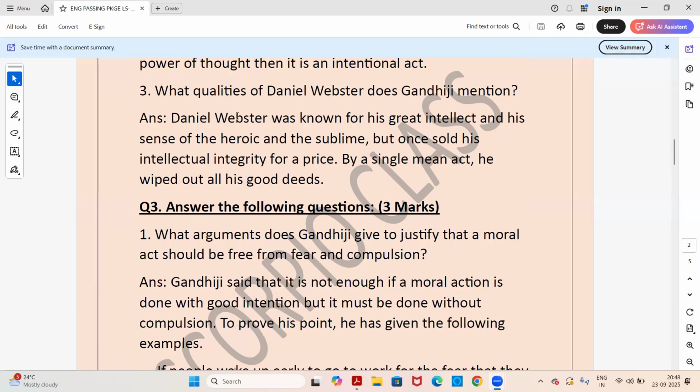Okay, so let's see the answer. Daniel Webster was known for his great intellect and his sense of the heroic and the sublime. But once he sold his intellectual integrity for a price. By a single mean act, he wiped out all his good deeds. So this is very beautifully mentioned in the chapter. So this was the last question of 2 marks from this chapter.